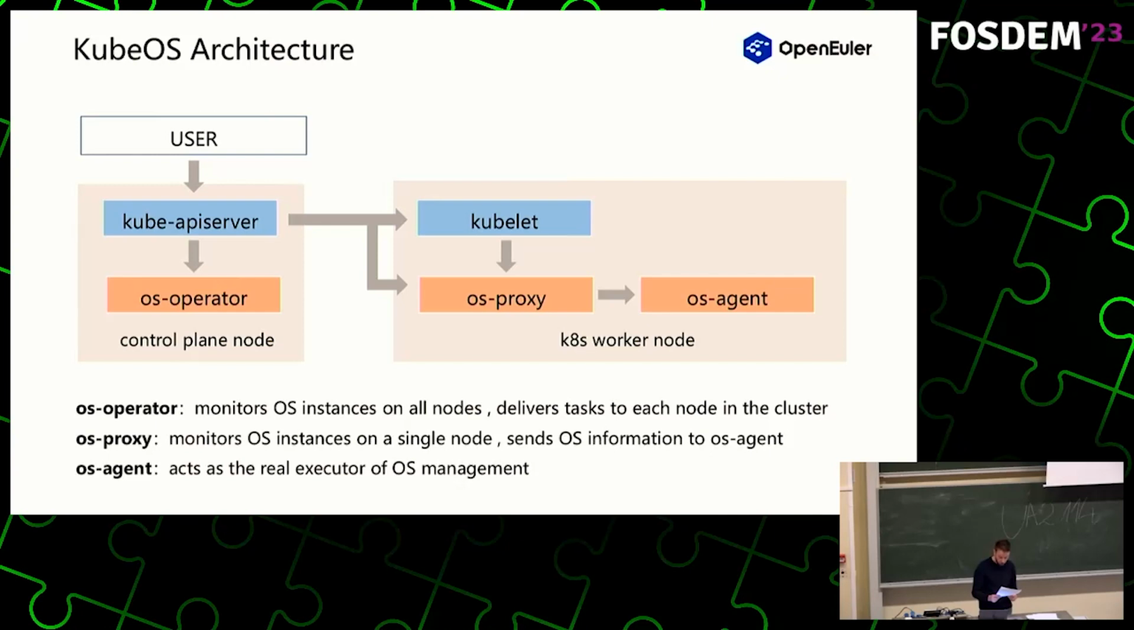The proxy is a single node operating system manager that monitors the current node information. When the operator sends the upgrade notification, it will lock the node to expel the pods and forward the OS information to the agent. The agent is not included in the Kubernetes cluster. It is the real executor of the OS management, communicates with the proxy via Unix domain sockets, receives messages from the proxy, and performs the upgrade, rollback, and configuration operations.